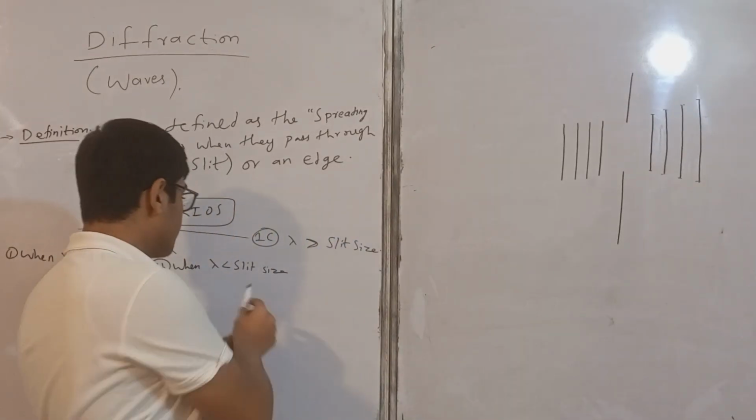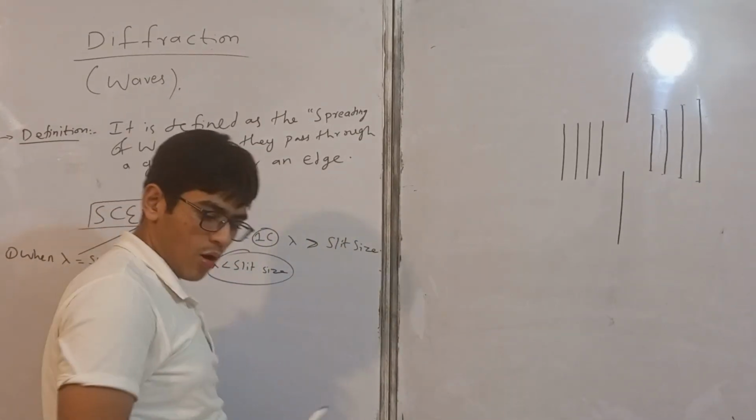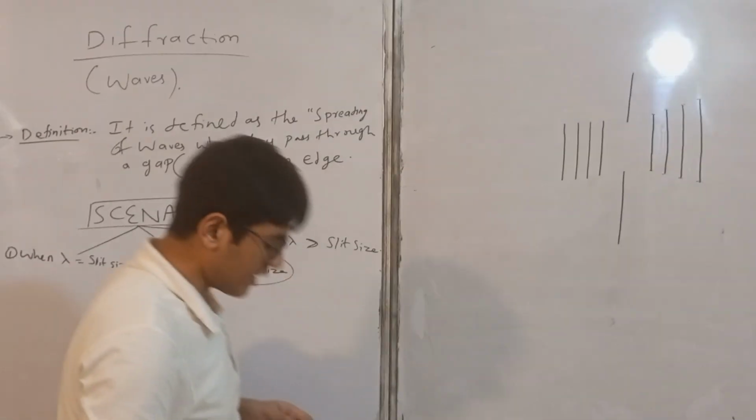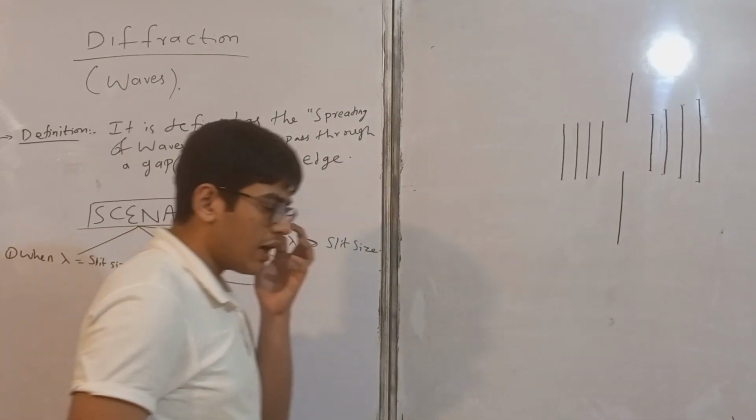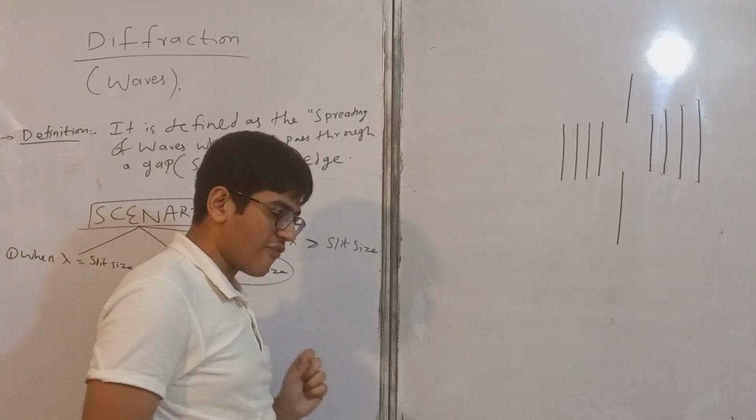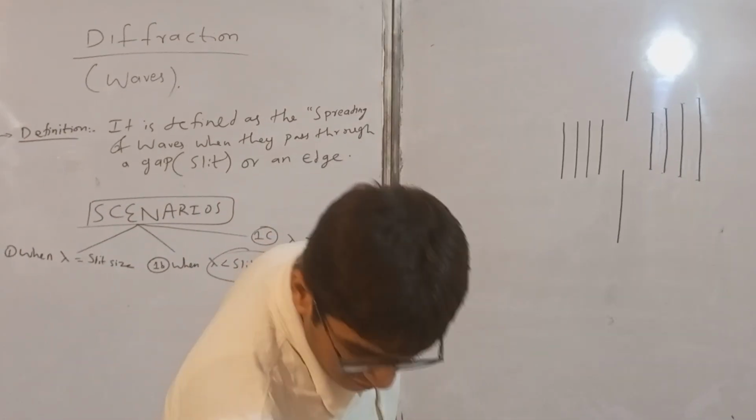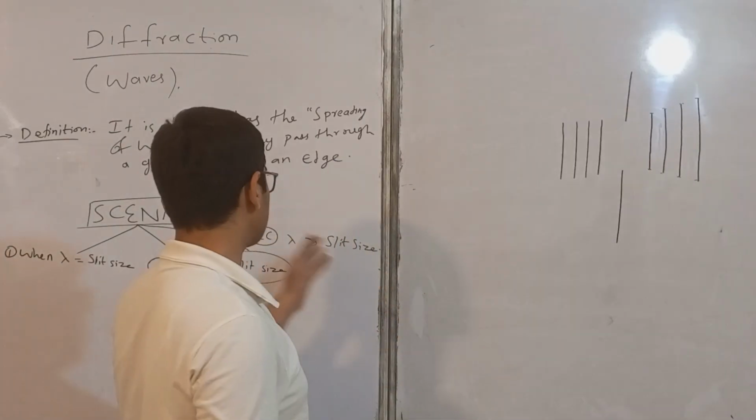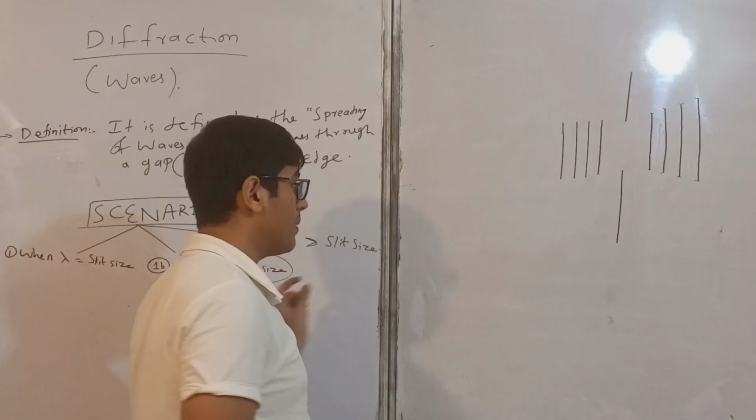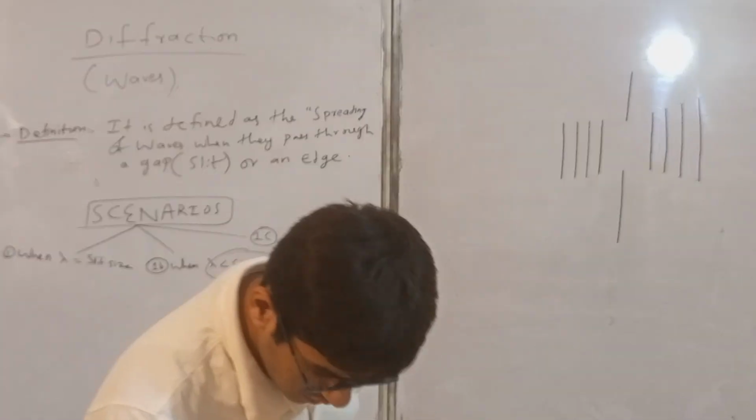Case number 1c, examiner will never ask us to draw diffracted waves as per case number 1c. But I can verbally define it: in case number 1c, if the slit size is smaller, diffraction would be much greater than in case number 1a. It will be more prominent.